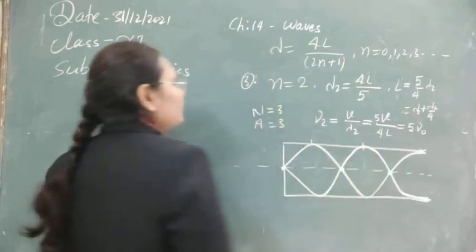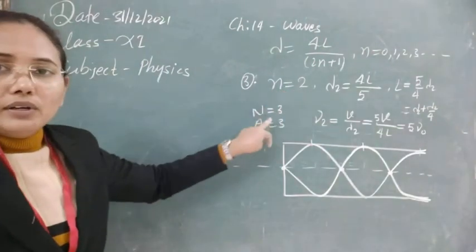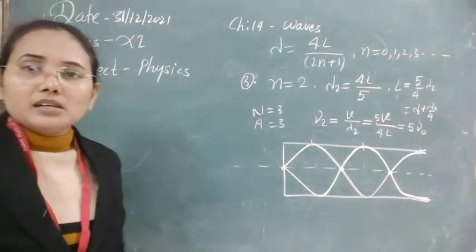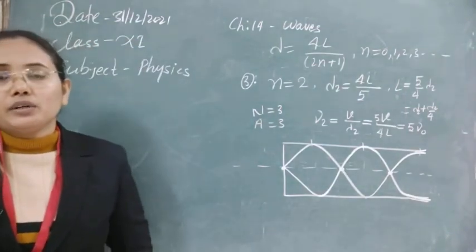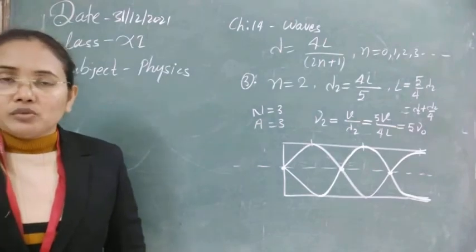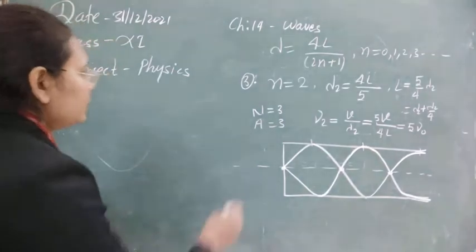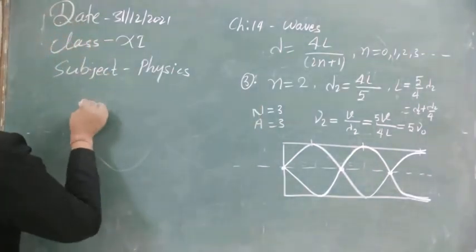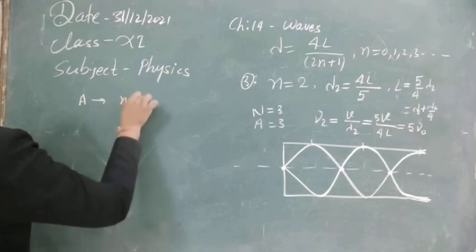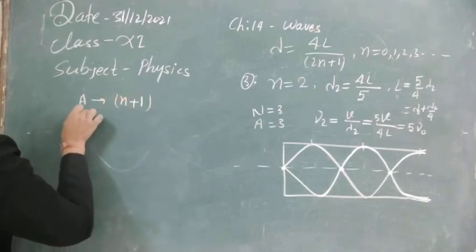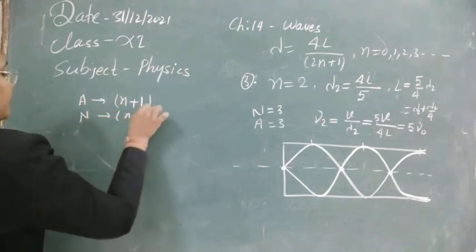So in each case, for n is equal to 2, the number of antinodes is 3. Similarly, for n is equal to 1, the antinodes were 2. For n is equal to 0, the antinode was 1. So it means we are getting n plus 1 nodes and antinodes here. So in general form, the number of nodes generated in an open organ tube is n plus 1, and the number of antinodes is also n plus 1.